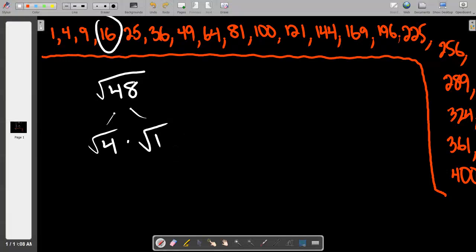So going back, I realize if I scan the red list and if I go a little bit deeper, and again, these are things that you'll just memorize, there's that 16 again. And who knows this kind of stuff? You will, because you're going to memorize it. 16 times 3 makes 48. And that is awesome, because what's the square root of 16? 4. So 4 root 3 would be the answer.